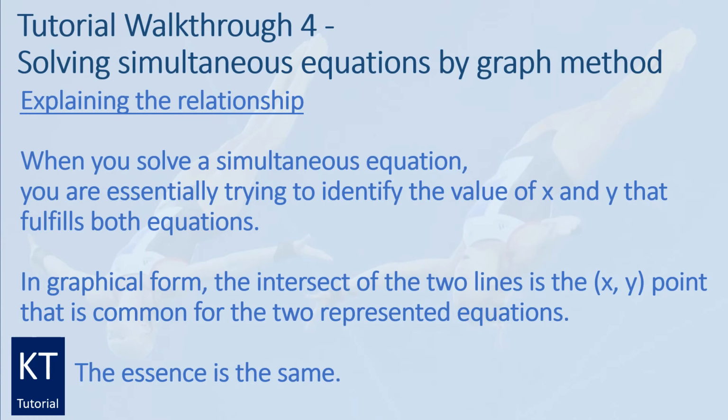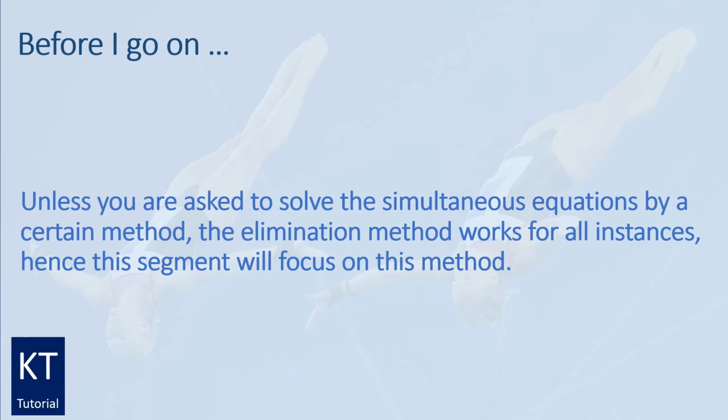Let me take 20 seconds to explain the relationship. When you solve a simultaneous equation, you're essentially trying to identify the values of x and y that fulfill both equations. In graphical form, the intersection of the two lines is the x, y point that is common to the two represented equations. The essence is the same. And before I go on, unless you're asked to solve the simultaneous equations by a certain method, the elimination method works for all instances, and hence this segment will focus on this method.